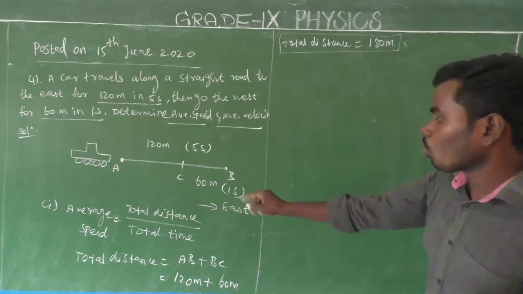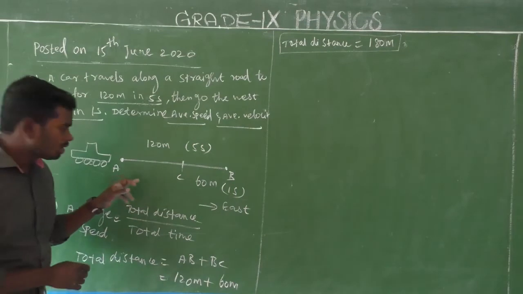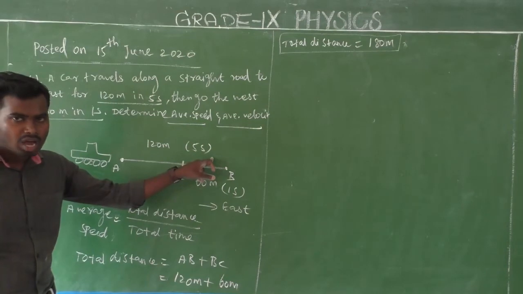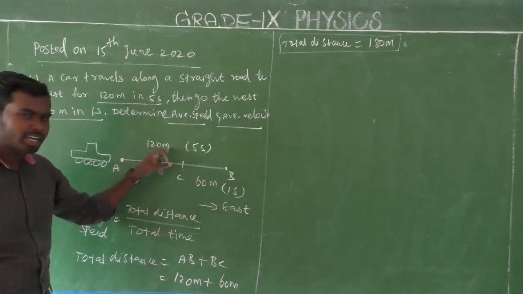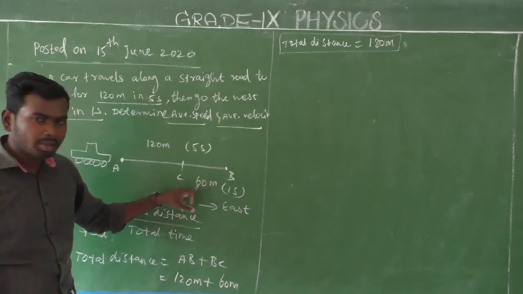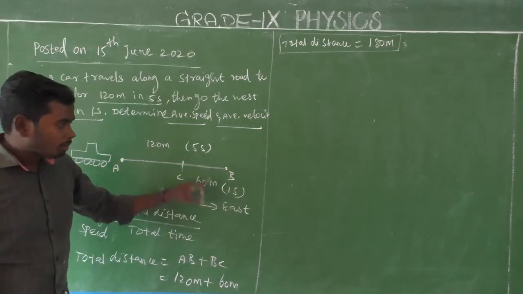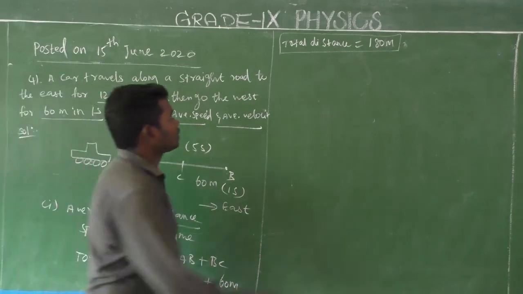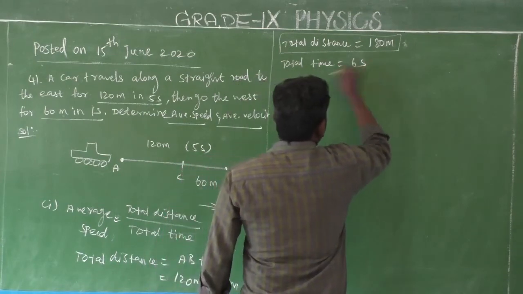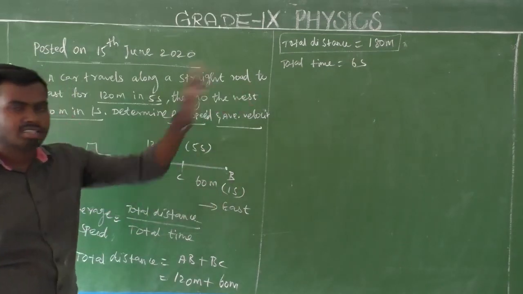Is it clear? Next one, total time taken how much? Look at here, very simple. Here, that car has taken 5 seconds to cover the distance of 120 meters from point A to point B. Again, the car has taken 1 second to cover the distance of 60 meters from point B to point C. So how much total time? 5 seconds plus 1 second, totally 6 seconds. Total time is equal to 6 seconds.